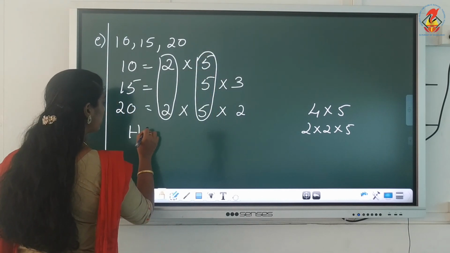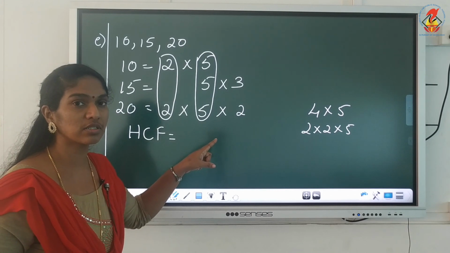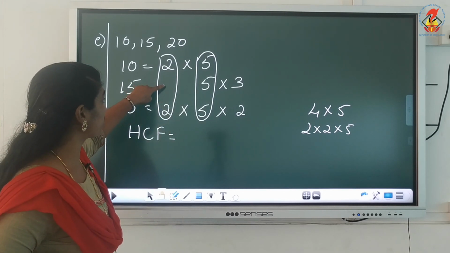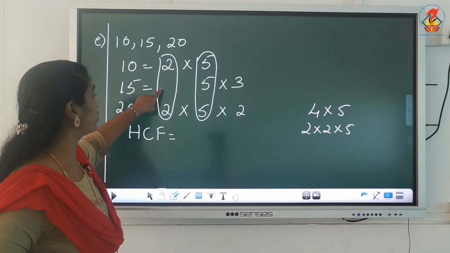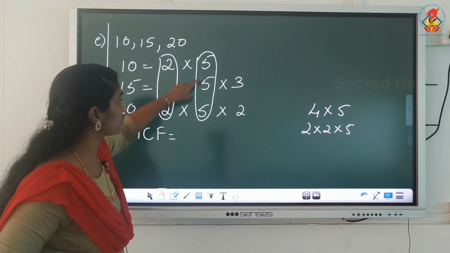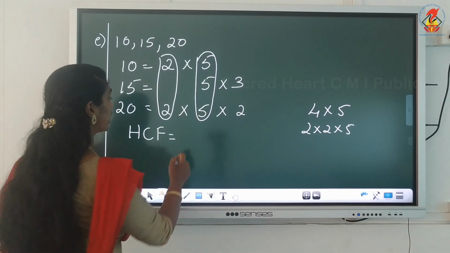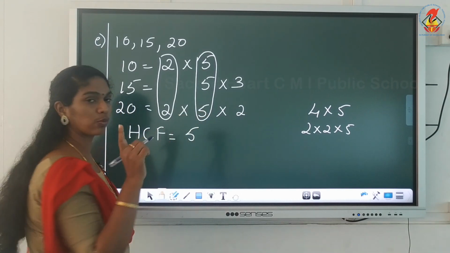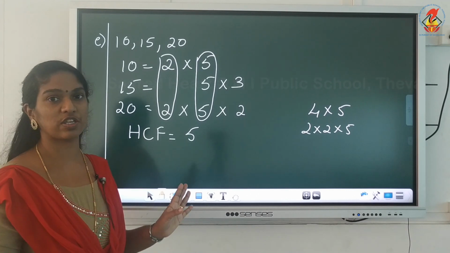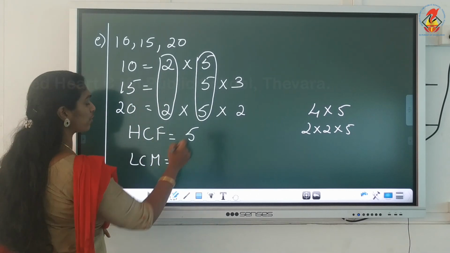So children, can you tell me what will be the HCF? Will I take from both the groups? No, because here something is missing. 2 is not common for the 15. 2 is not a factor of 15, right? But here I can see this 5 is there for all the 3 numbers. 5 is a factor for all. So I can take 1 5 from that. That is my HCF. Now coming to LCM, I can take from all the groups.